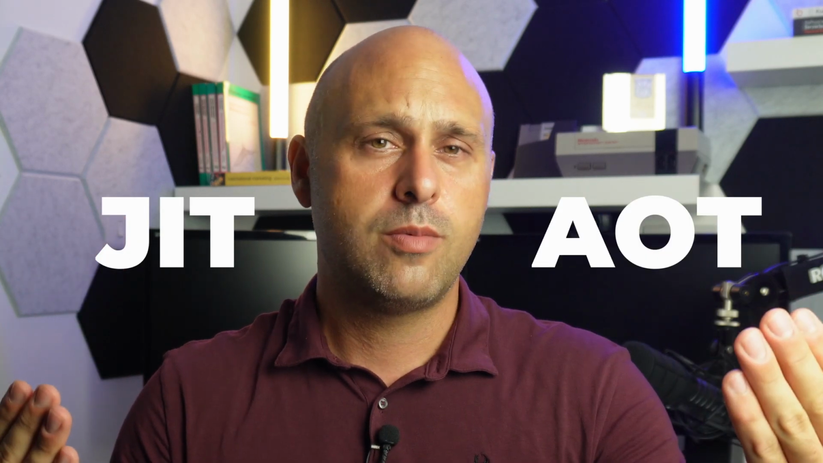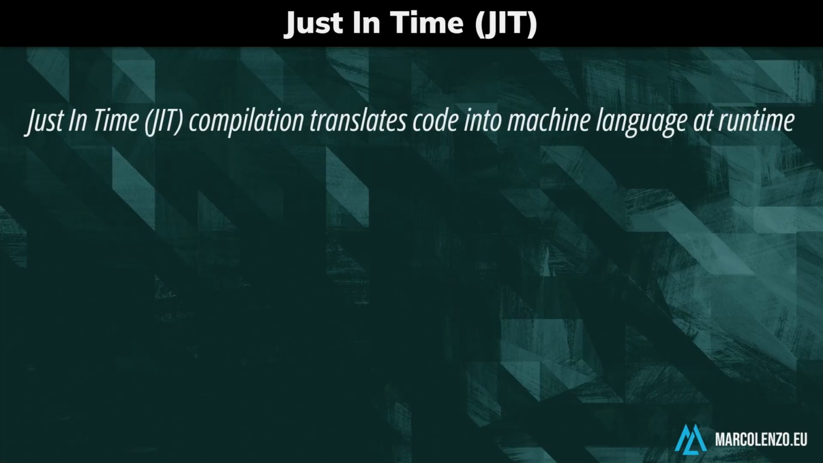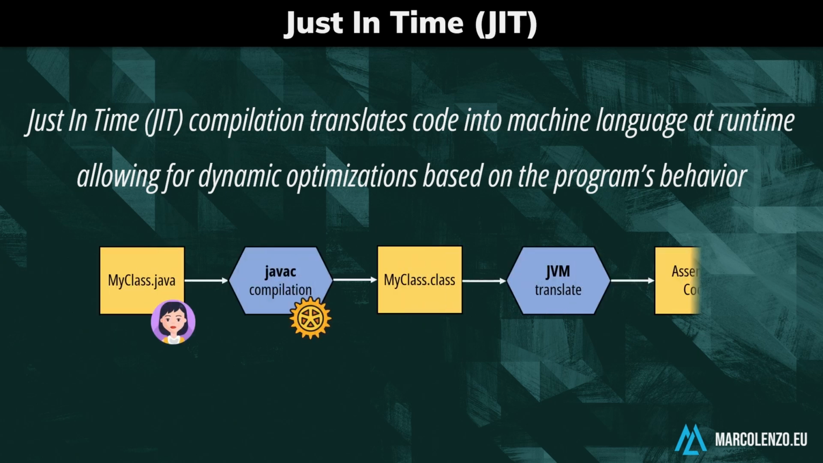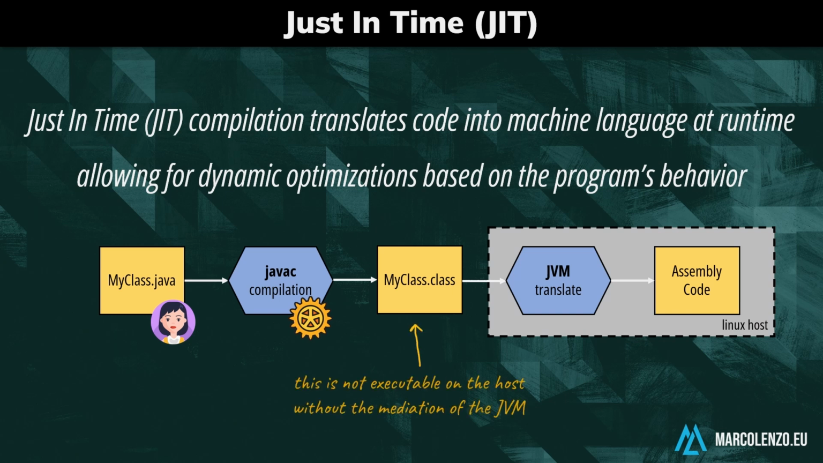So what's the catch? As usual, there's a trade-off, and it lies in the differences between just-in-time and ahead-of-time compilation. Just-in-time compilation translates code into machine language at runtime, allowing for dynamic optimizations based on the program's behavior. In a typical javac compilation, our Java code is translated into Java bytecode, which is not directly executable by the machine. That's why we need the JVM to interpret and translate this bytecode into machine code at runtime.